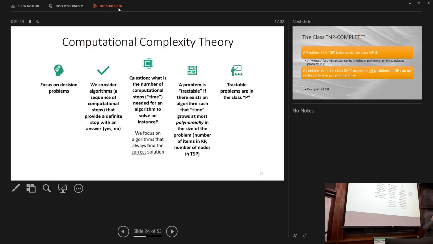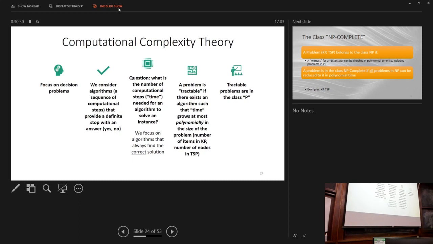So we're going to focus on decision problems, that is, they have yes-no answers. We consider algorithms. It's a sequence of computational steps that provide a definite stop with an answer, yes or no. So at the end of your search, you're not allowed to say maybe, right? And the question is, what is the number of computational steps, time needed for an algorithm to solve an instance to actually get to say yes when the answer is yes and no when the answer is no. So we focus first on algorithms that always find the correct solution, and later we'll talk about approximation algorithms.